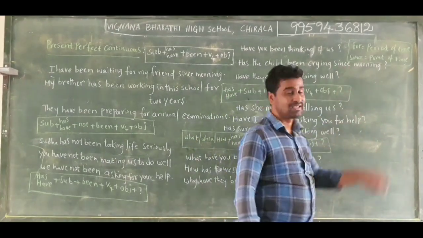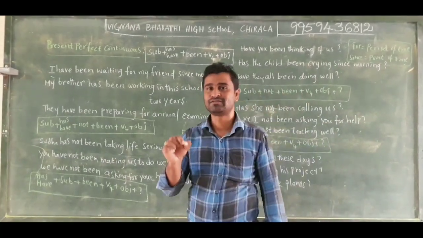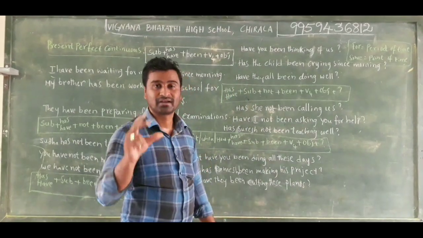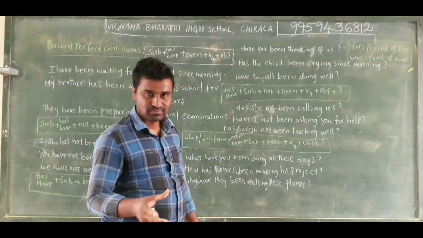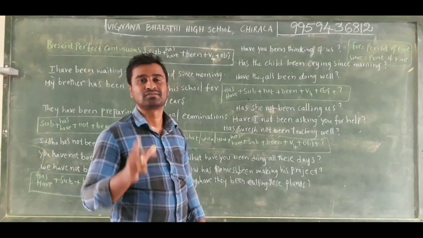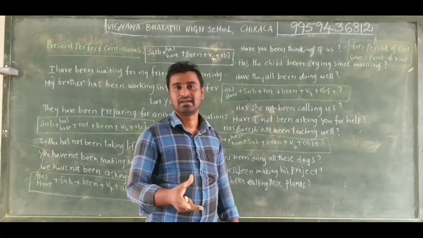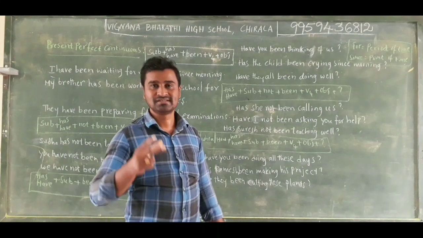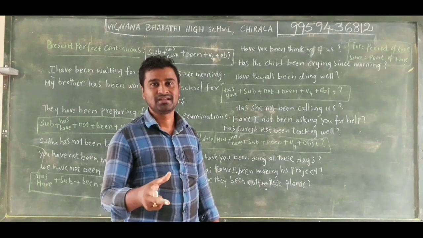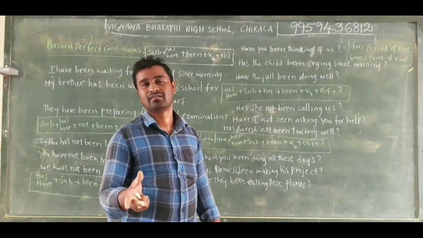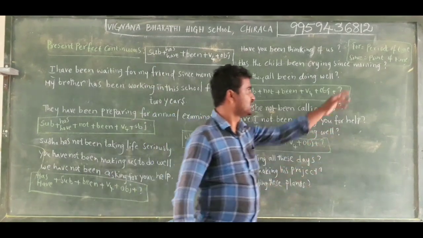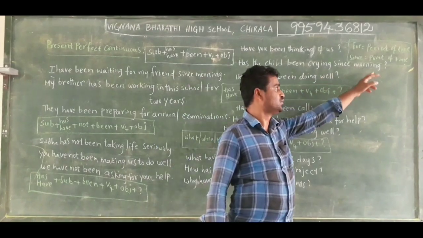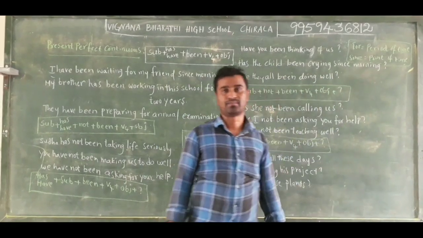And when it comes to since, it is a point of time, which means a particular time. We use since for a particular time: since morning, since 2 o'clock, since 3 o'clock, since yesterday, since Wednesday, since 1950, since 1825, since 1855. So in this way we use since. For is used for a period of time and since is used for a point of time.